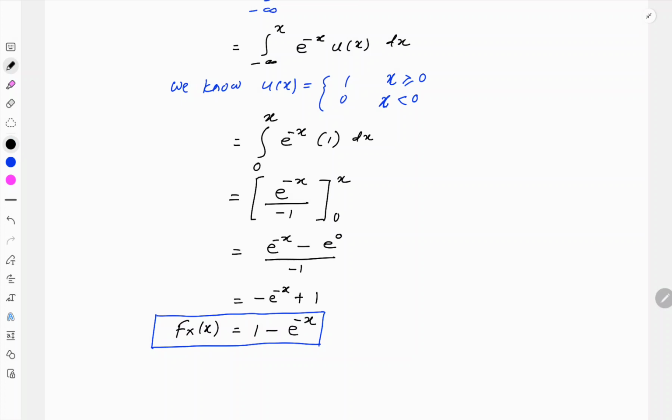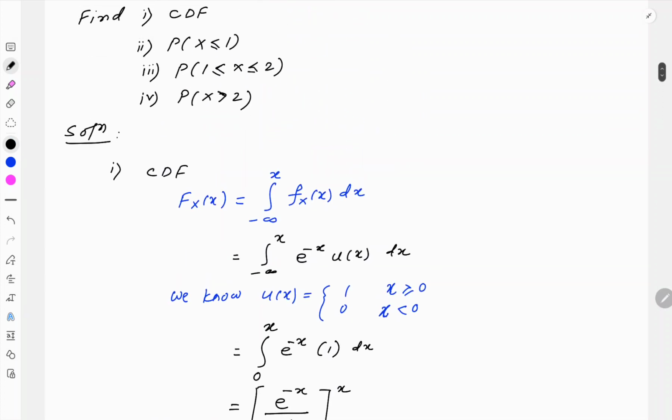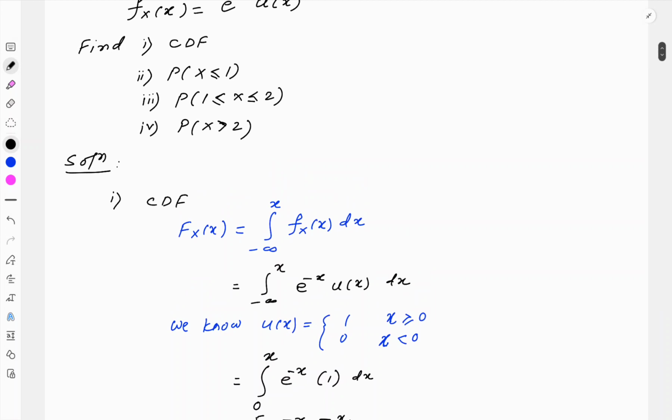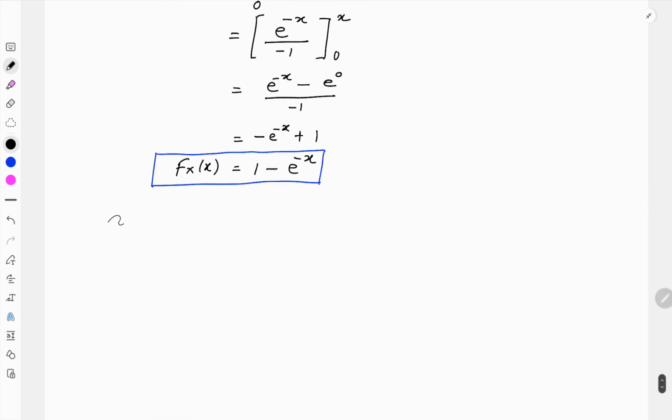Now let us go for the second part. The second part is to find the probability of the random variable X less than 1. Second part is probability of capital X less than 1. Now see, in this particular example, we have the CDF as well as the PDF equation available with us. So to solve this example, we can make use of properties of either CDF or PDF. You are going to get the same answer. So here we'll see both the properties.